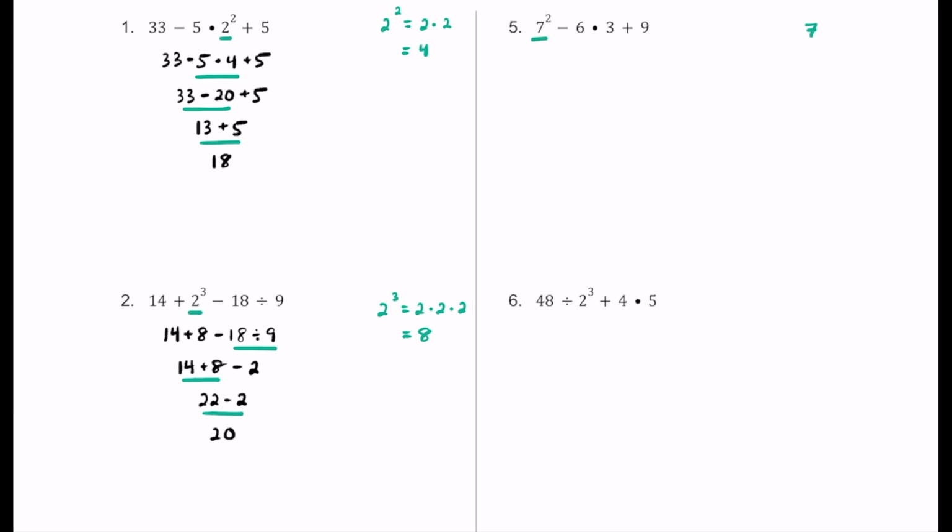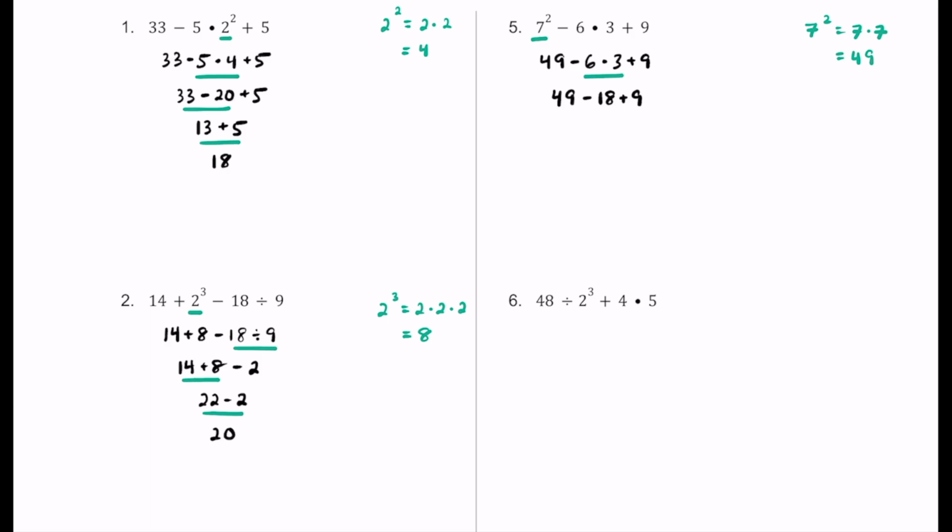So we have 7 raised to the 2nd power. So 7 times 7. 7 times 7 is equal to 49. Okay, so let's go ahead and replace the 7 squared with 49. So we have 49 minus 6 times 3 plus 9. So we have subtraction, multiplication, and addition. Multiplication definitely goes first. So we have 49 minus, and then 6 times 3 is going to be 18. So that would be 18 plus 9.